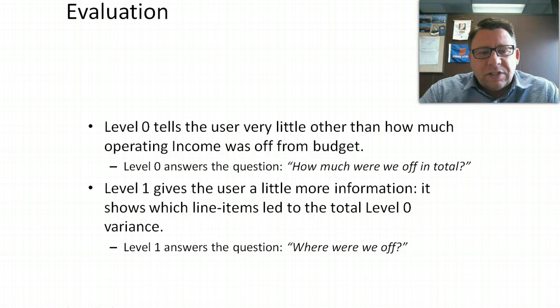So level 0 tells us very little other than how much our operating income was off from budget. Level 1 gives us a little bit more information because it shows each line item that led to the total level 0 variance. So it shows where we were off.